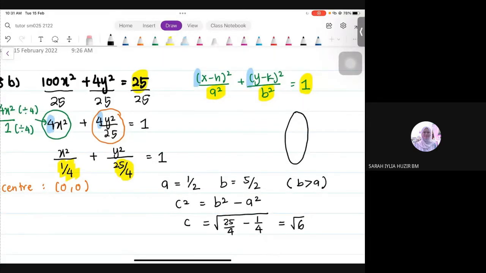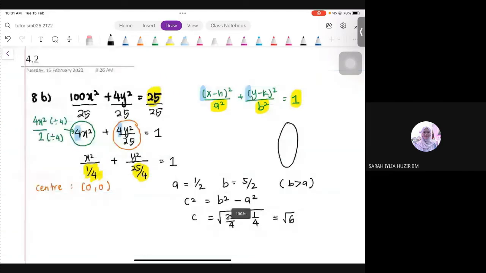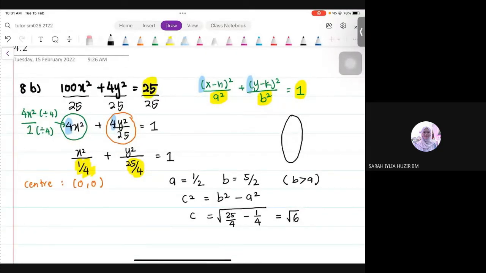Okay, settle. Dah dapat tu, kita dah boleh label semua benda yang kita kena cari. So ingat, for ellipse, if they ask for info, mesti ada 7 koordinat awak kena label. So 1 center, and then vertices mesti ada 4 vertices. Dia tak kisah awak label yang mana, yang penting cukup 4 koordinat.